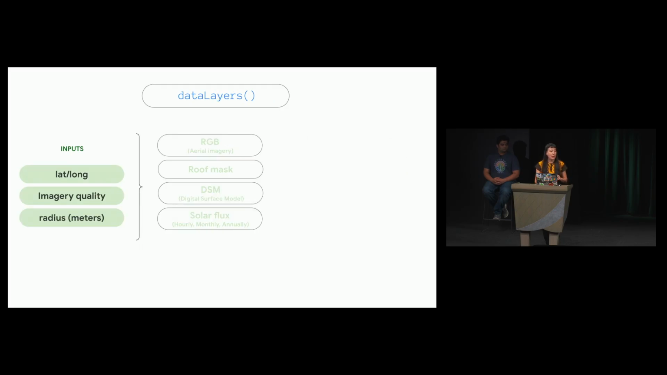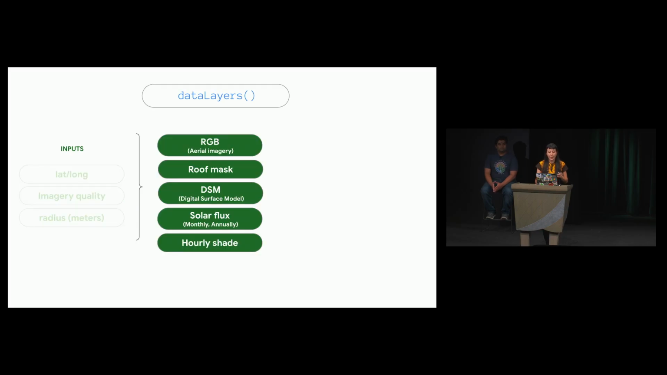The second endpoint is called Data Layers, by which you also pass a location, image quality, and a desired radius. And you can access multiple types of imagery, which can range from just the raw aerial image to the image of just the one roof, to a type of elevation heat map to assess the height of things like trees, as well as the amount of sunshine, which is known as flux, for different parts of the year.